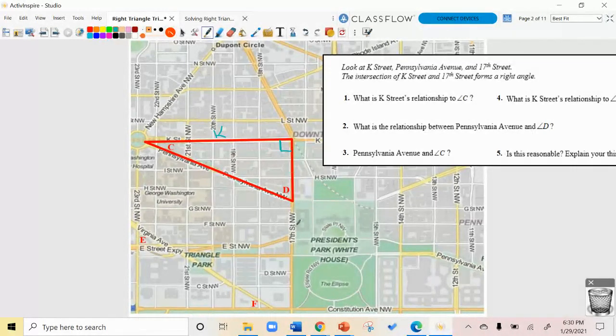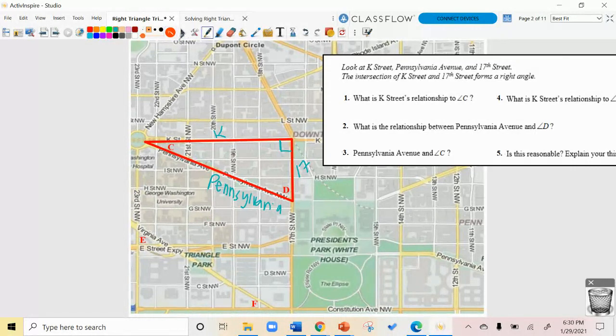This over here is 17th. I can look at those streets. And then this right here is Pennsylvania. Maybe you see some stuff over here. Oh, this looks familiar. Do you know who lives on Pennsylvania Avenue? If not, look it up.